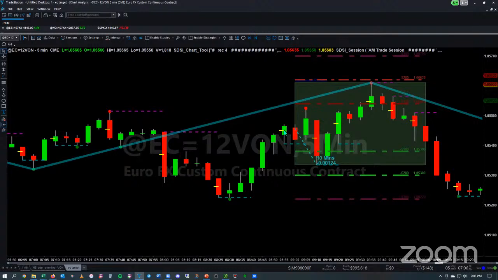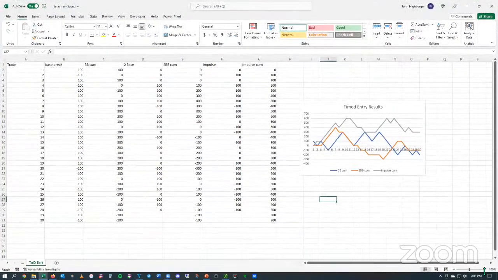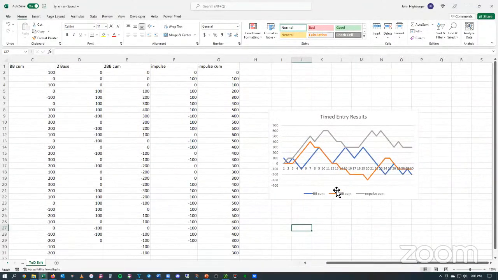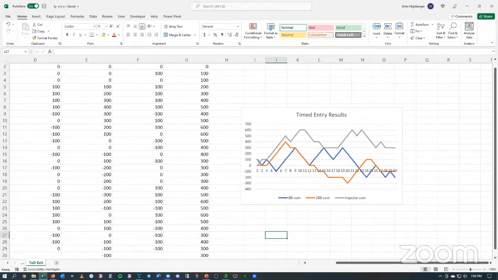So I would not have taken this trade based on the two base breaks, because I have one in one direction and one in another direction. So that was a signal of indecision. Looking at price action this way, what I found was when I looked at the overall result, you can see here with the graph, is that big enough? Let me make that a little bit bigger for you guys so you can see it well.